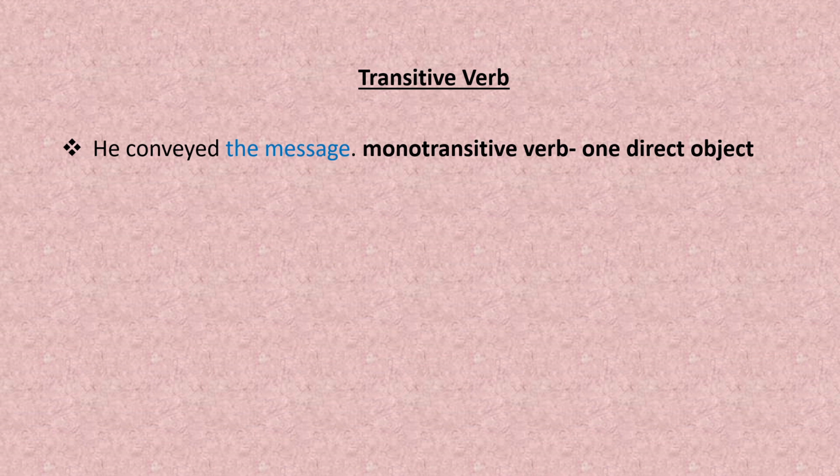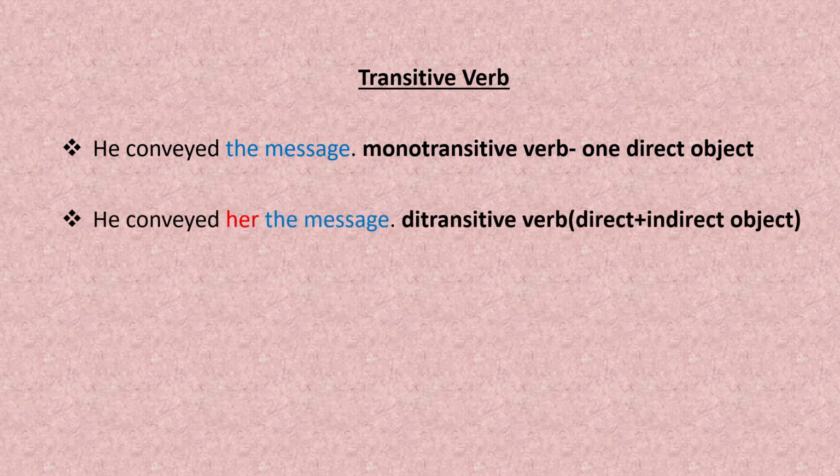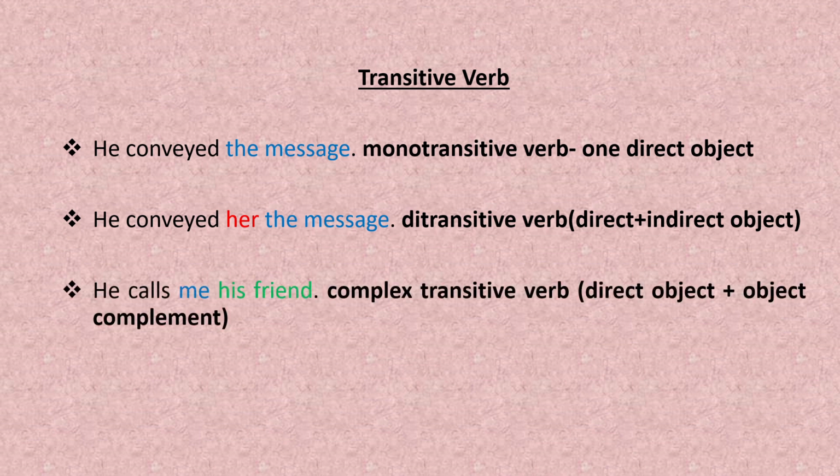What happens in the case of a ditransitive verb? He conveyed her the message. In the case of a ditransitive verb, you have one direct object, which is the message here, and one indirect object, her here. So conveyed in this sentence is a ditransitive verb because it has both the direct and indirect objects. And the last one is a complex transitive verb. What happens in the case of a complex transitive verb? A complex transitive verb has a direct object and then an object complement.